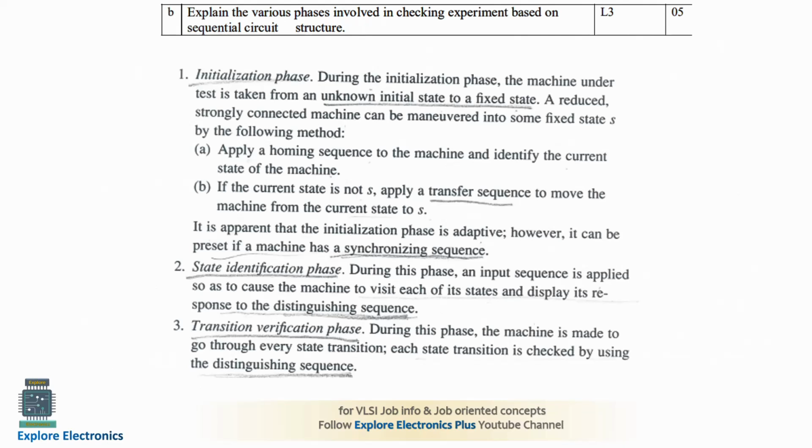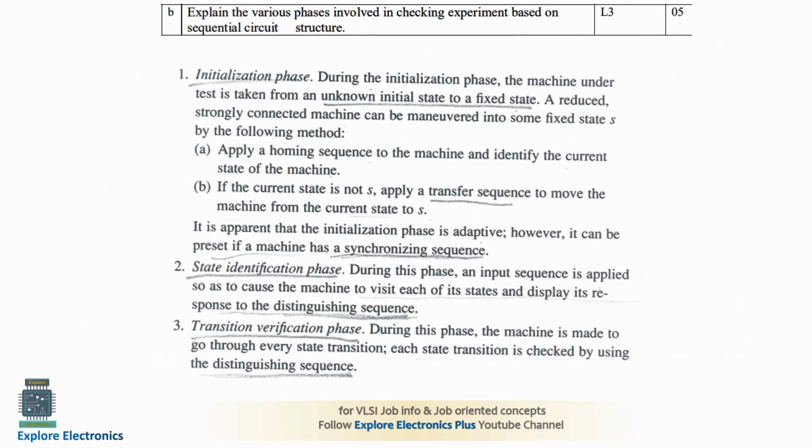Explain the various phases involved in checking experiment based on sequential circuit structure. There are three main phases. Initialization phase. During this phase, the machine under test is taken from an unknown state to a fixed state. That is what the initialization phase is. All the sequential circuits will start with the reset phase. We are going to reset, then power up, and then initialize. So that is the very first phase over here.